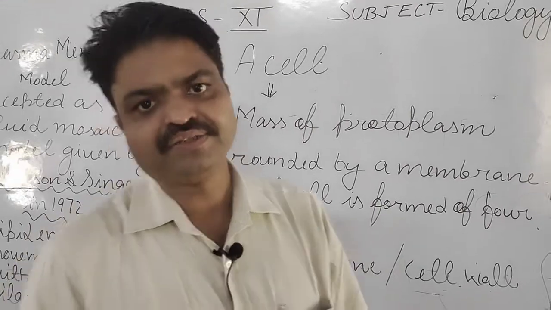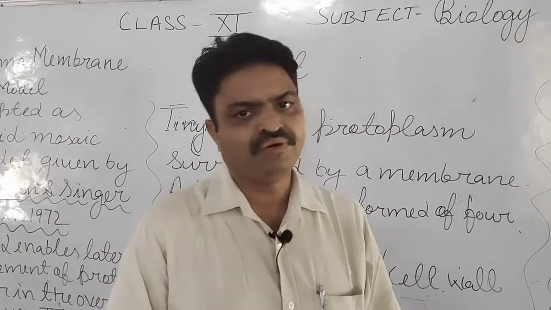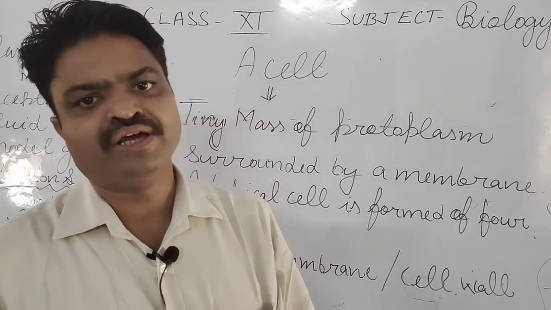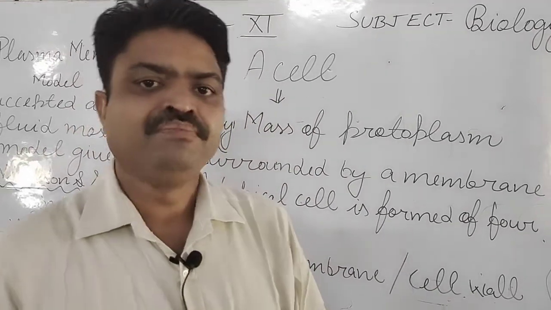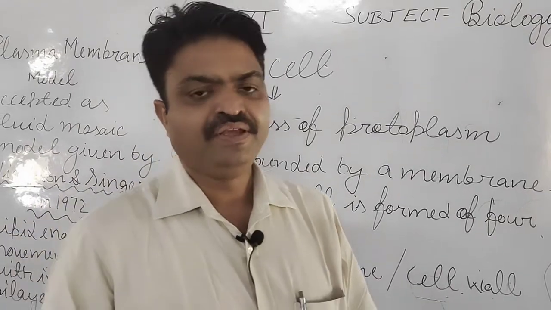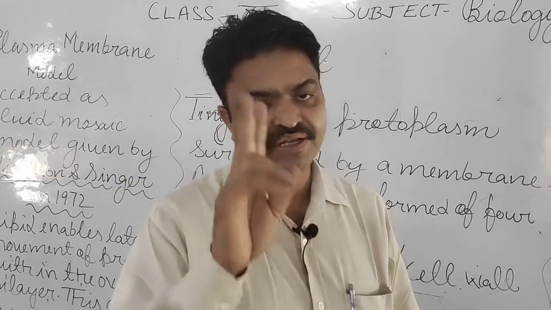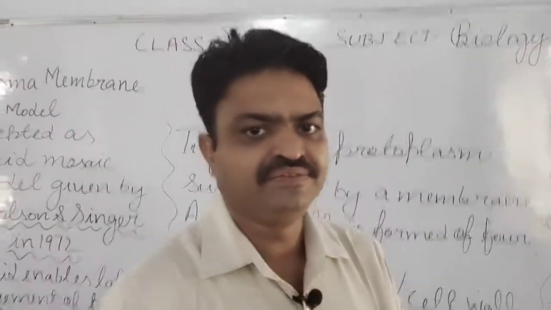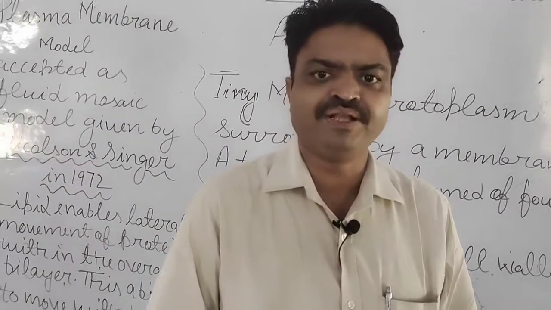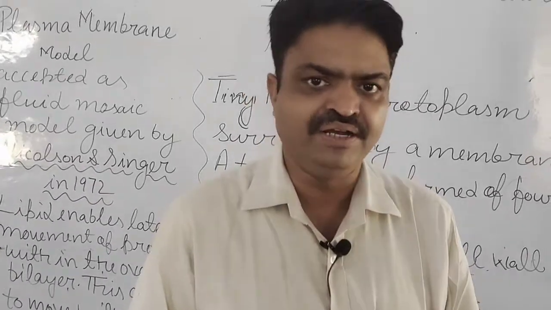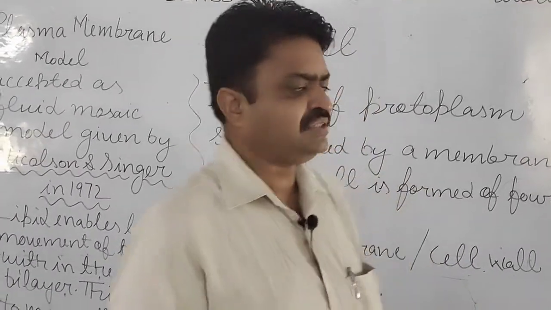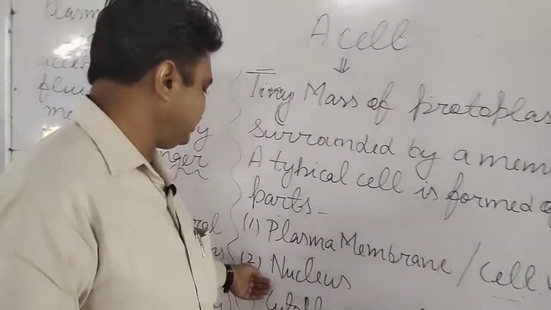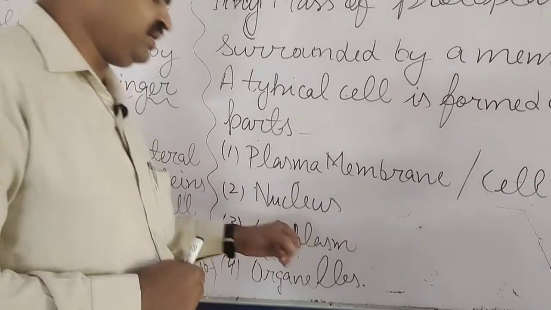If it is an animal cell, then only one layer is found, and that boundary is known as the plasma membrane. If it is a plant cell, then two layers or two boundaries are found. One is the cell membrane or plasma membrane, and another is the cell wall. And with this, the cell contains different parts like the nucleus, cytoplasm and organelles.